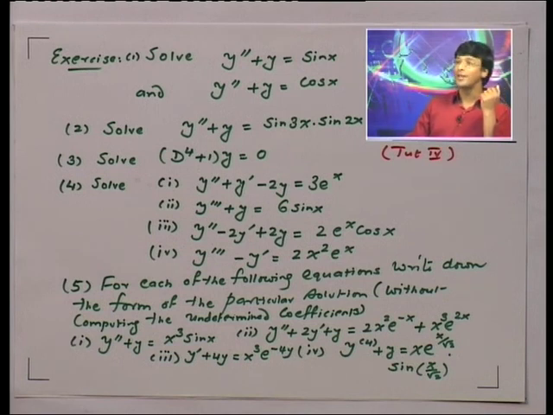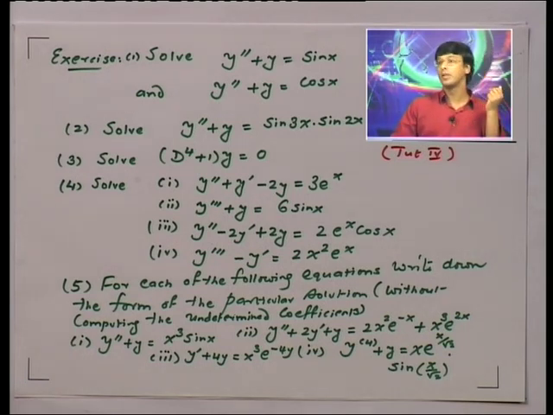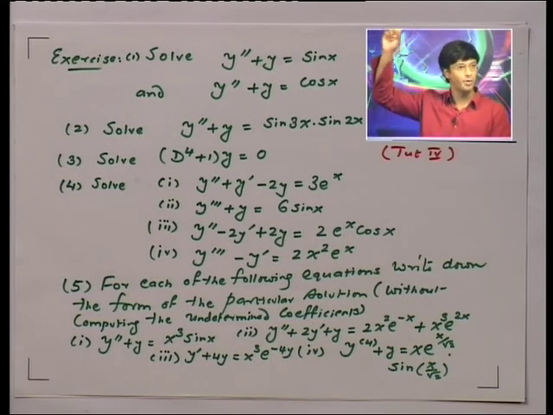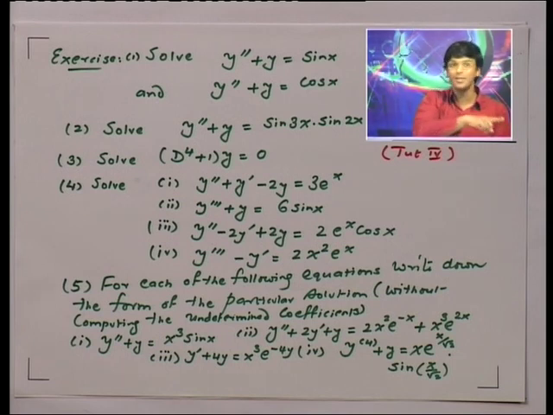What is the annihilator for x cube sin x? D squared plus 1 to the power 4. Absolutely. For x cube sin x, the annihilator is d squared plus 1 to the power 4. So when you annihilate it, you are going to get d squared plus 1 to the power 5 yp equal to 0, and then the yp will have to be written down, c1 cos x plus c2 sin x plus ax cos x plus bx sin x, etc., and the first two things have to be cancelled out. Is that clear?